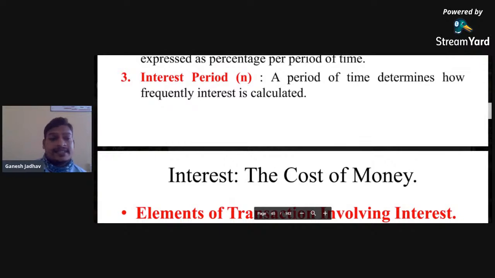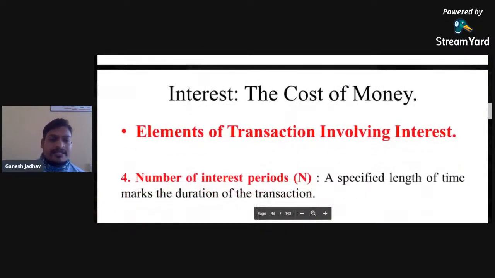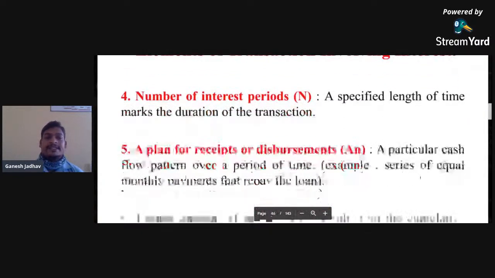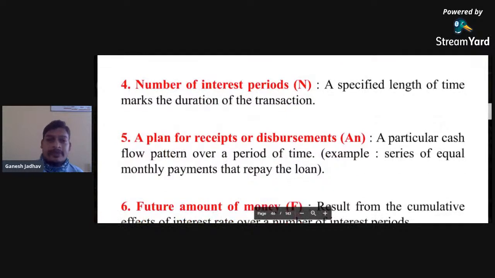Elements. Okay, then another element. Another element is the number of the interest periods. Okay, interest period means a specified length of the time that marks the duration of the transaction. So you can say that this is the number of interest periods.